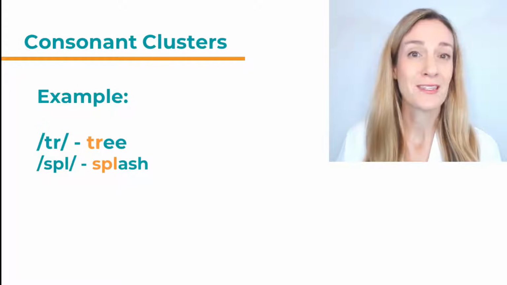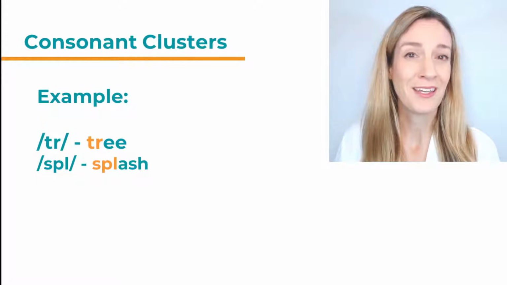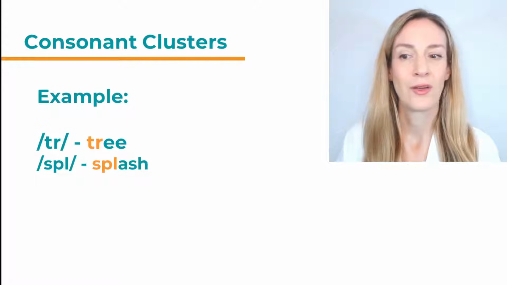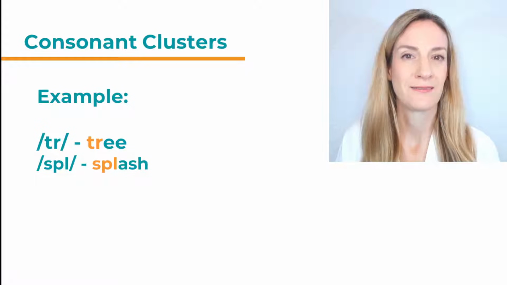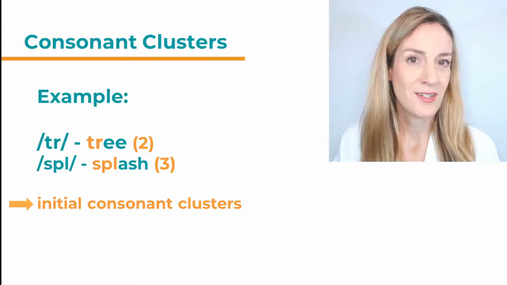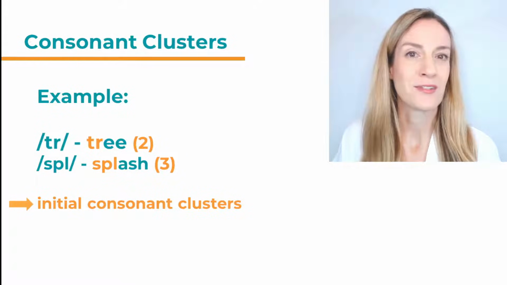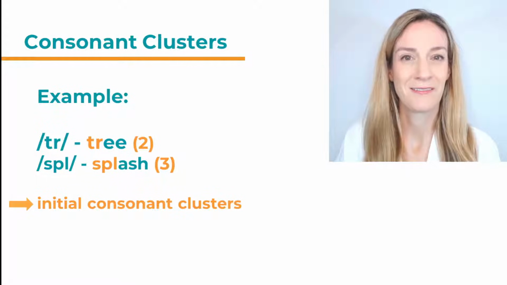Now here are some examples. For example, in the word tree, we have t and r at the start, forming a cluster, tree. Or in the next word, splash, we have s, p, l next to one another, forming the cluster spl. So we could have a cluster consisting of two consonants or a cluster of three consonants at the start of a word. And if it's at the beginning of the word, we call it an initial consonant cluster.